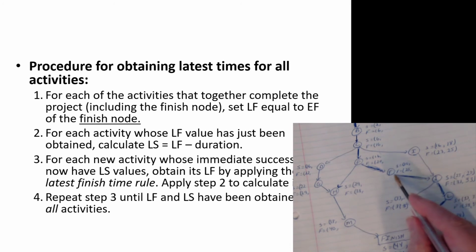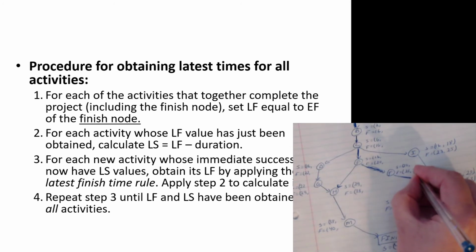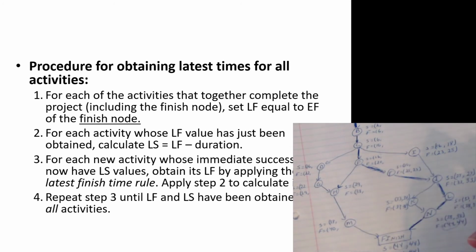I'll go to the next branch, F. The latest start for J is 25, so the latest finish for F must be 25. We're starting to notice a little bit of a pattern along the critical path: with those critical path activities, their latest start and earliest start times are the same.